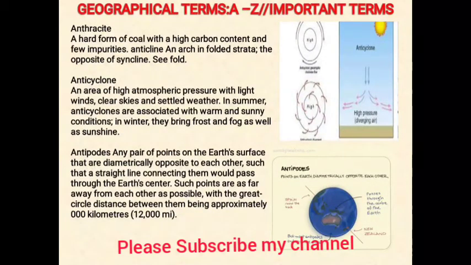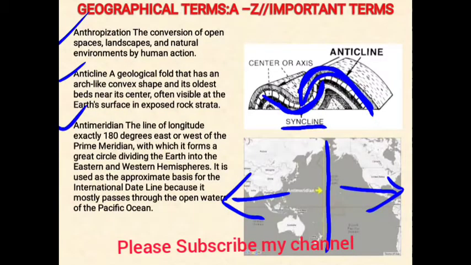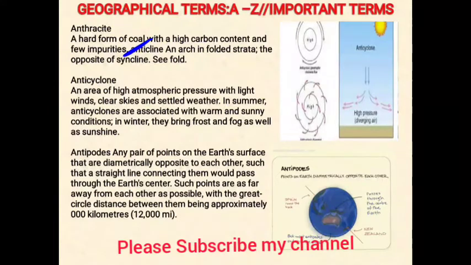Next one is the anthracite. Anthracite is a form of coal. There are four types of coal: anthracite, bituminous, lignite and peat, and anthracite is one of them. Anthracite is a hard form of coal with high carbon content and few impurities. And anticline, what is anticline? Anticline is represented here also.